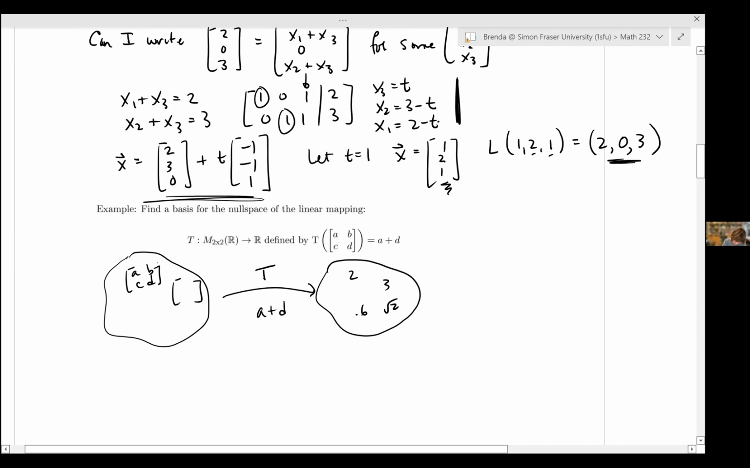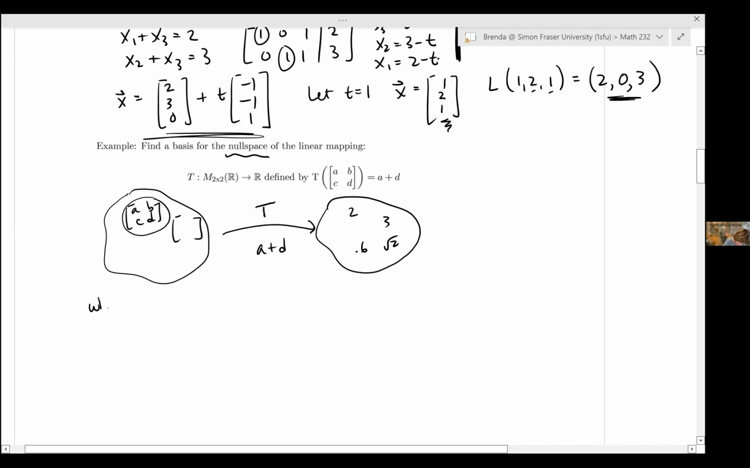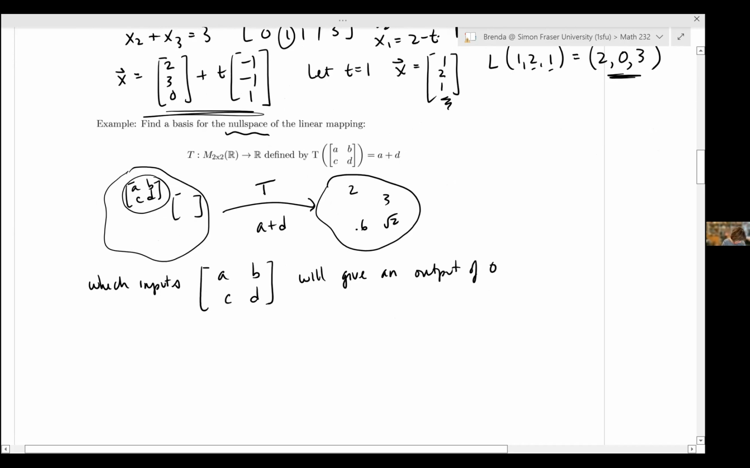So we're taking our input matrix, and we're simply taking the sum of the diagonal elements of the 2 by 2 matrix. We're asking, what is the null space? So we want to know which vectors, which inputs, A, B, which these are all the inputs that look like this, will give an output of 0. And that's because that's what the null space is.